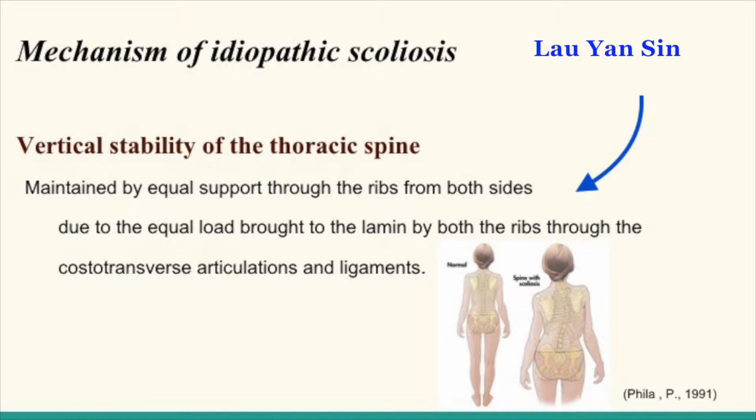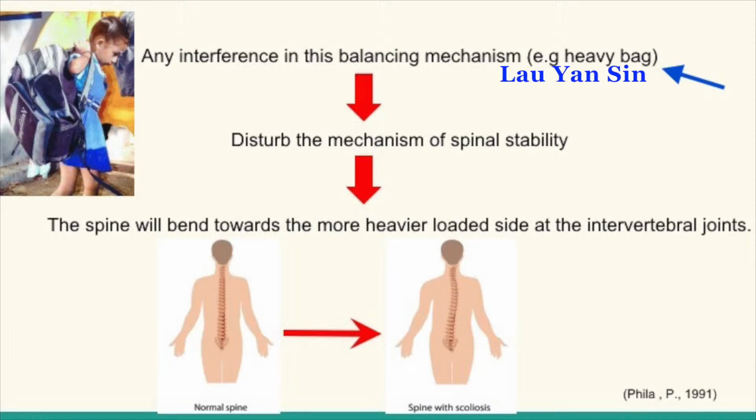About the mechanism of idiopathic scoliosis, the vertical stability of the thoracic spine is maintained by equal support through the ribs from both sides due to the equal load, transferred to the lamina through the costotransverse articulations and ligaments. If there is any interference in this balancing mechanism, such as a heavy bag, it will disturb the mechanism of spinal stability, and the spine will bend toward the heavier side at the intervertebral joints, as in the pictures. Next, I will pass to my partner to talk about the signs and symptoms.